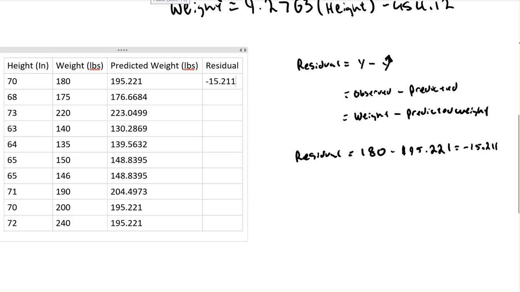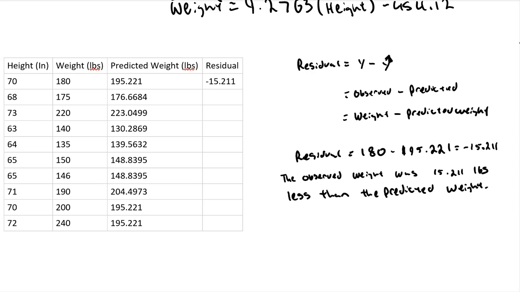So what this means is the observed weight, so our weight column, was 15.211 pounds less than the predicted weight. So how does the observed weight compare to the predicted weight? The difference was 15.211 pounds, but since it was negative, my observed weight was less than my predicted weight. So this is how you would interpret a residual value.